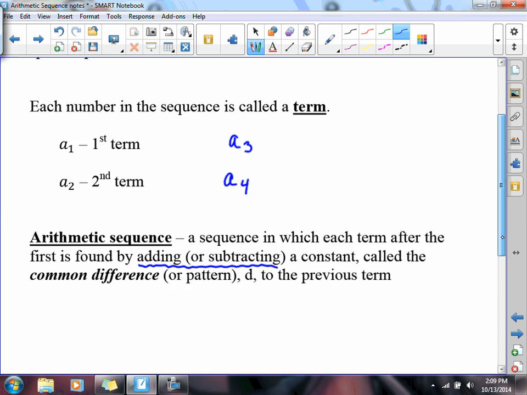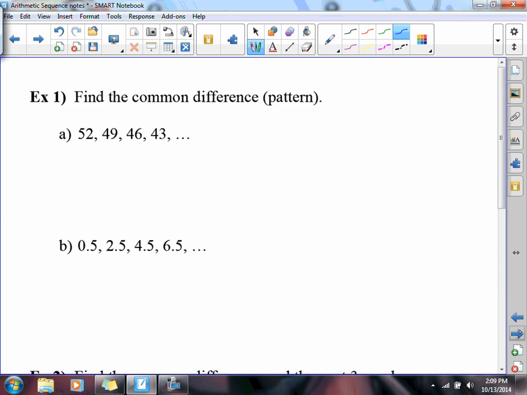So let's take a look at our first example, where we're just going to find that pattern, that common difference. Or in other words, we're going to find what we're adding or subtracting to go from one number to the other. And when you look at this sequence of numbers, you want to start on the left and work your way to the right, just like you're reading a book.